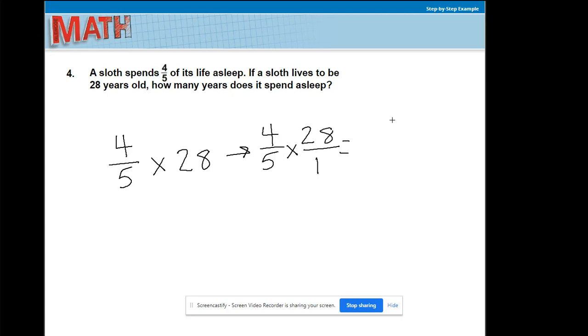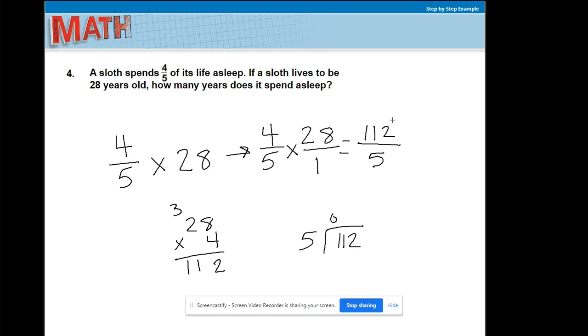All right, now I'm going to multiply going straight across. So we have 28 times 4, which I don't know what that is, so I'm going to multiply it out here and get 112. So I have 112 over 5. Now I don't know how many times 5 goes into 112, so I'm going to put 112 in the box. Any number that's on top goes in the box. 5 goes on the outside, so 5 goes into 11 2 times, which is going to be 10, and then 12, and then again 2, which is going to be 10 with a remainder of 2.